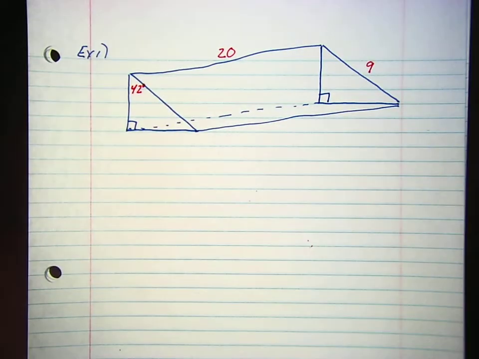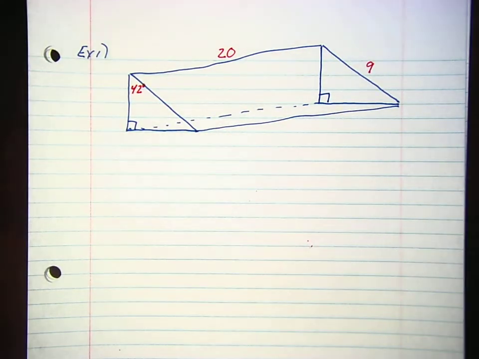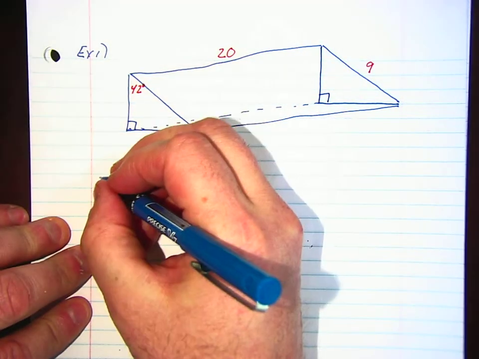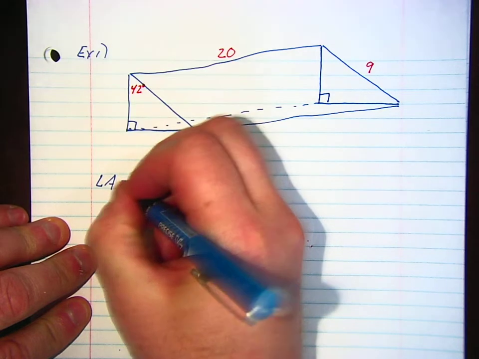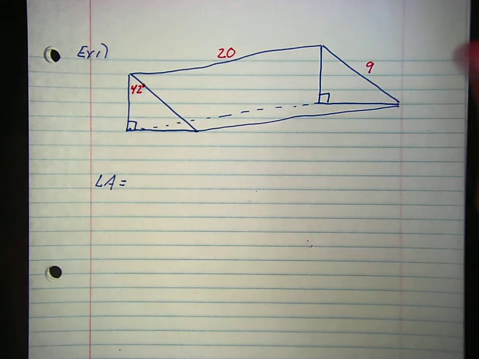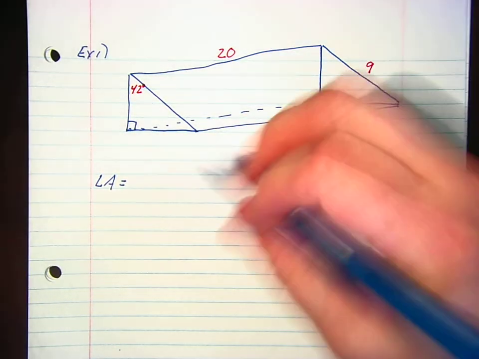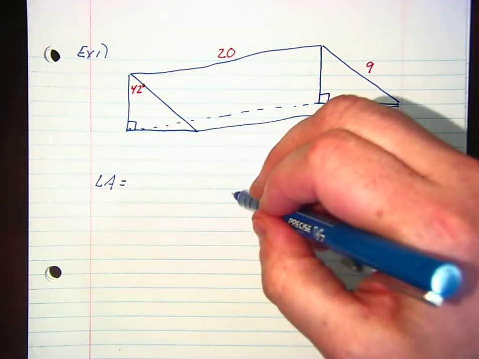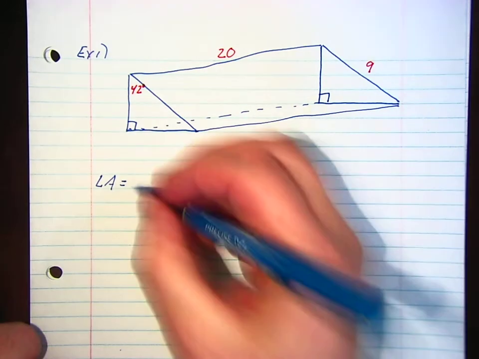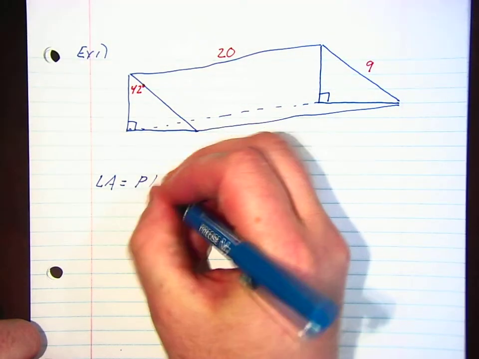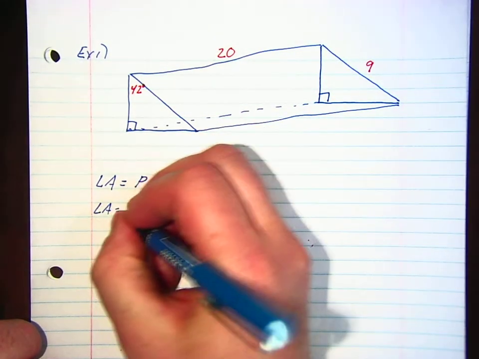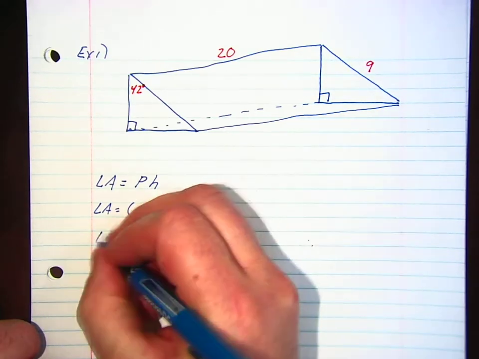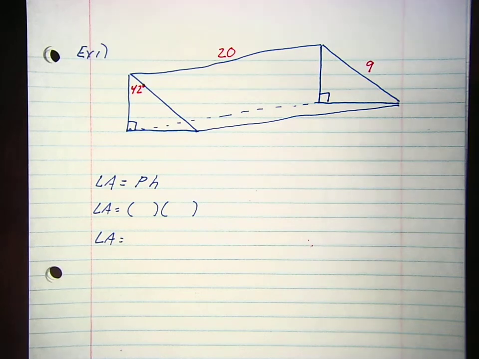So we're always going to go in order. We're going to go lateral area, surface area, and then volume. So we're going to start off by writing our formula for lateral area. Just like before, you have to write the formula. You have to show me the numbers in the formula and then the answer. If you don't show me that, I'm not giving you credit for anything. So here's the formula. P, H. So I'm going to have to find the perimeter of the base and multiply it by the height. And that will give me my lateral area.